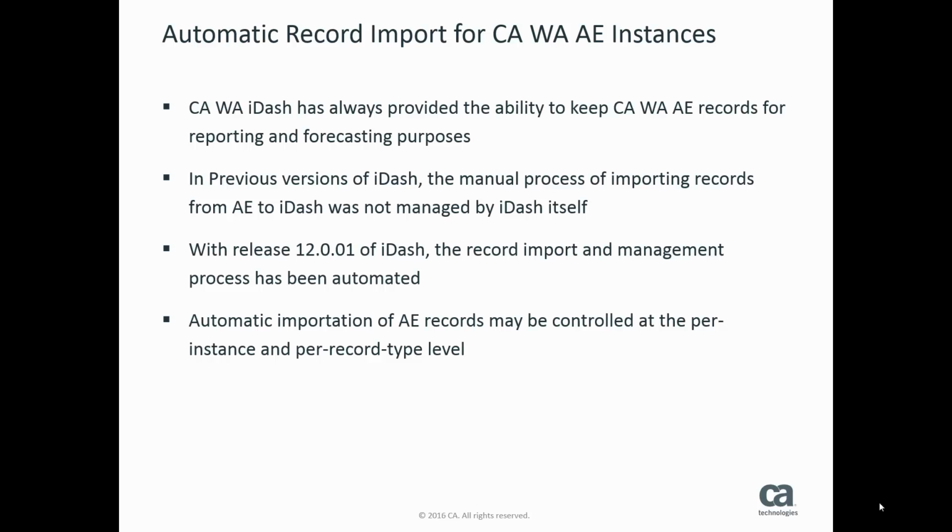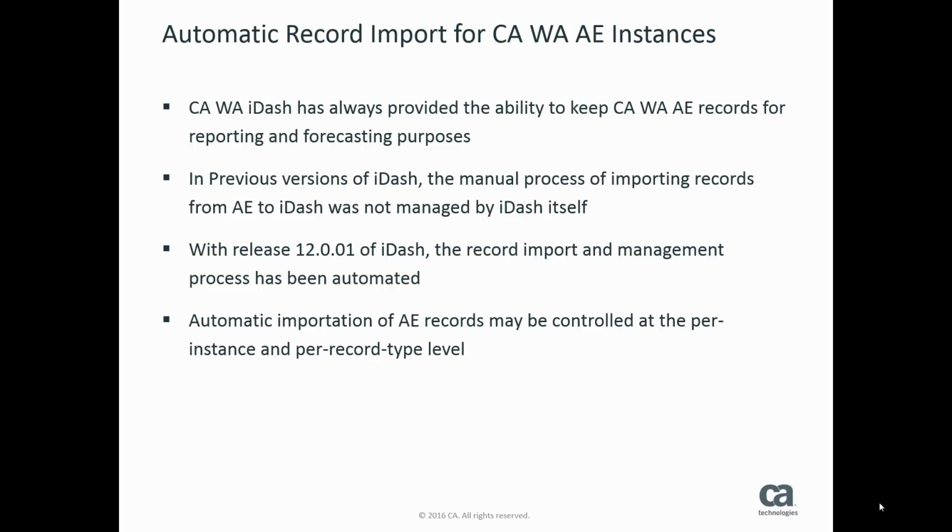CA Workload Automation iDash has always provided the ability to keep CA Workload Automation AE records for reporting and forecasting purposes. In previous versions of iDash, the process of importing records from AE to iDash was not managed by iDash itself. The records were required to be imported manually or by creating a set of jobs and schedules in AE to perform these tasks. With Release 12.0.01 of iDash, we are introducing the ability to have the record import and management process automated.